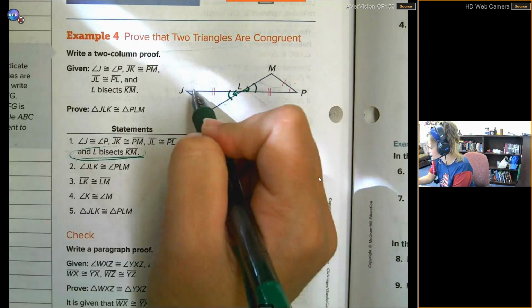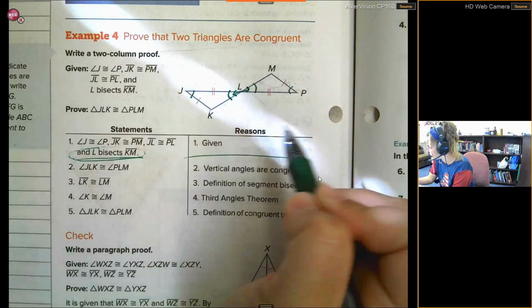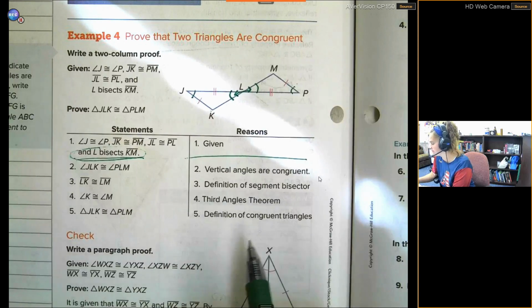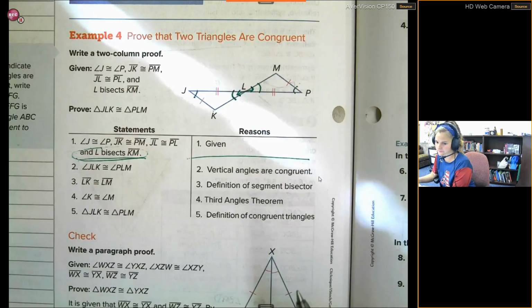And that's because we already know two of the angles. We know this one and these two. So K and M have to be congruent because of that third angle theorem. Once we've proved all the angles are congruent, then the triangles have to be congruent.